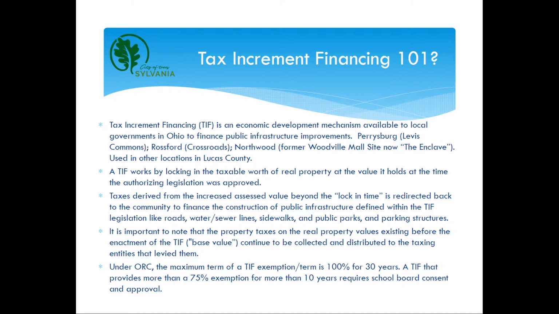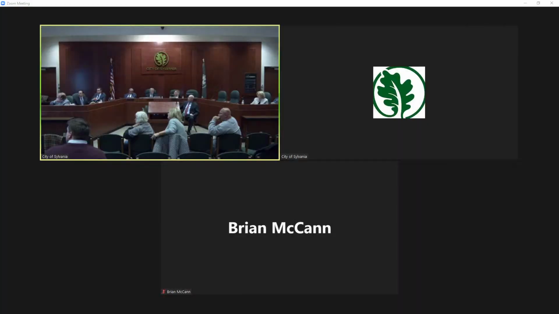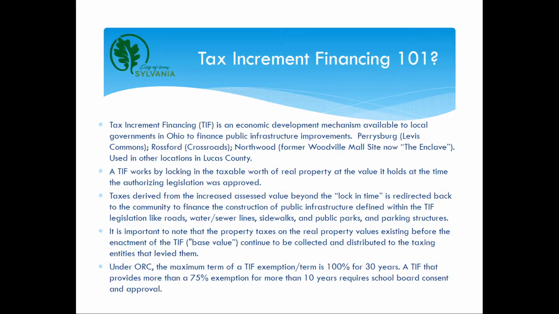Perrysburg has Wells Commons. That was a private sector pushed TIF, but there's also TIFs in Northwood. The former Woodville Mall is currently underway with a TIF. We're helping them right now. The Crossroads in Rossford, all that public infrastructure back there was funded with the TIF. And then there's another portion in Oregon, in Northwood, funded by TIF. The interchange off of Dorr Street there, all of that is being funded by a TIF.